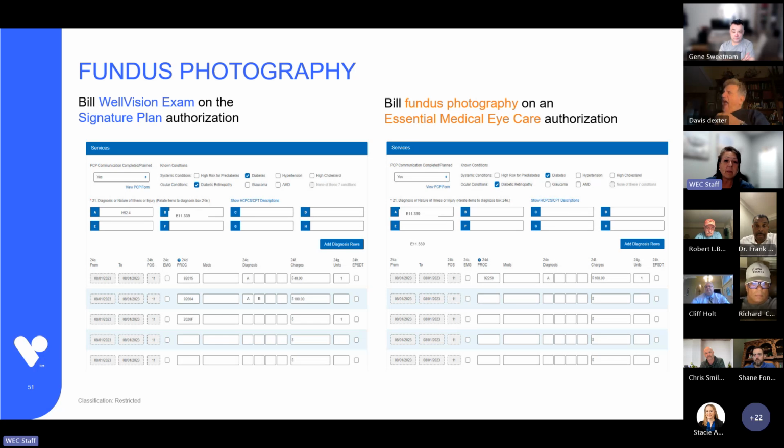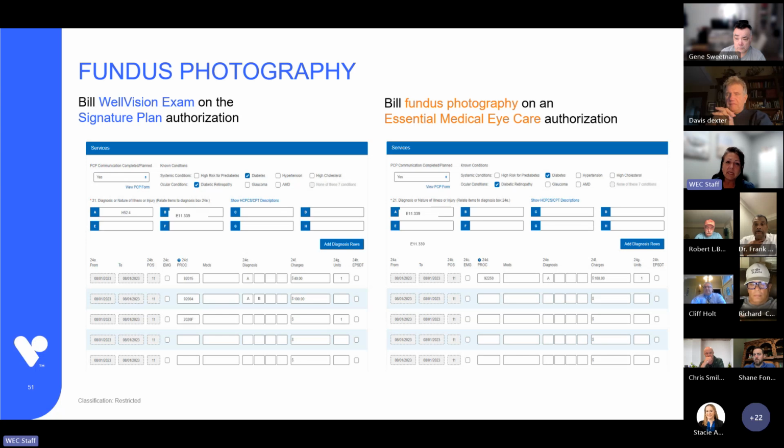So when essential medical eye care and Well Vision are both primary, again, in this example, there is not a primary medical plan. Your Well Vision plan's primary and your essential medical eye care is primary. In this situation, you can actually bill routine exam to their signature plan, and then any medical diagnosis and diagnostic procedures to the essential medical eye care on the same day.